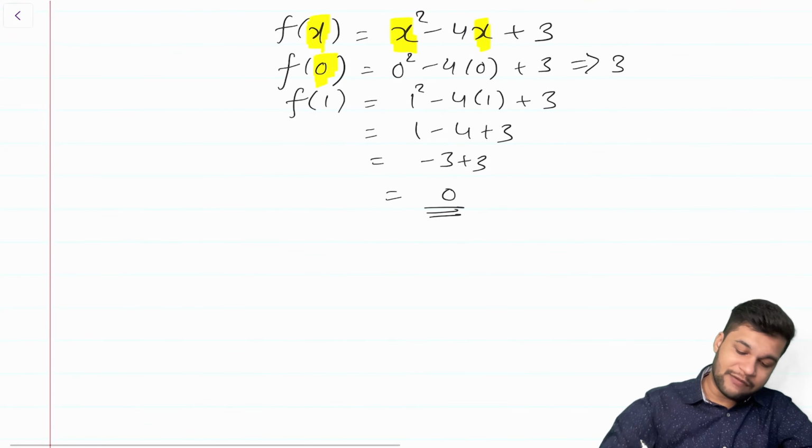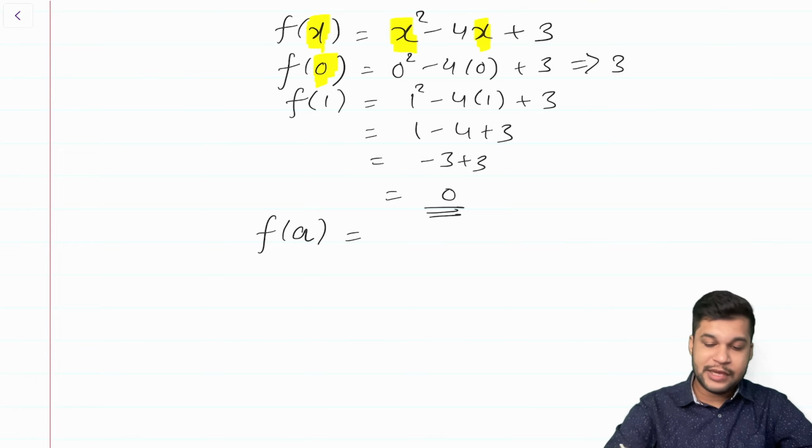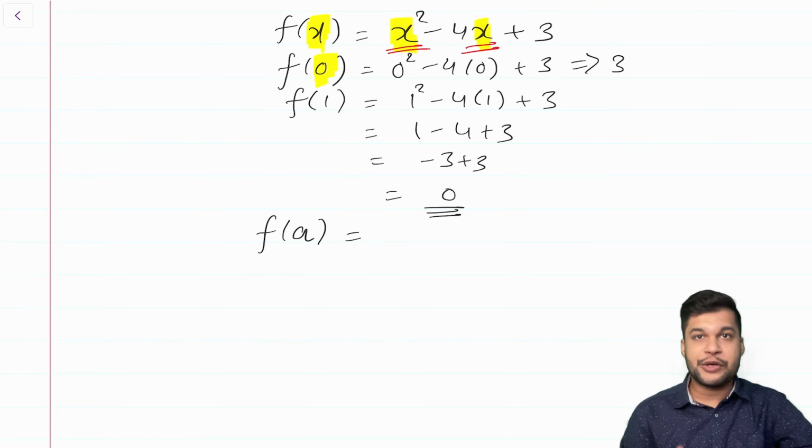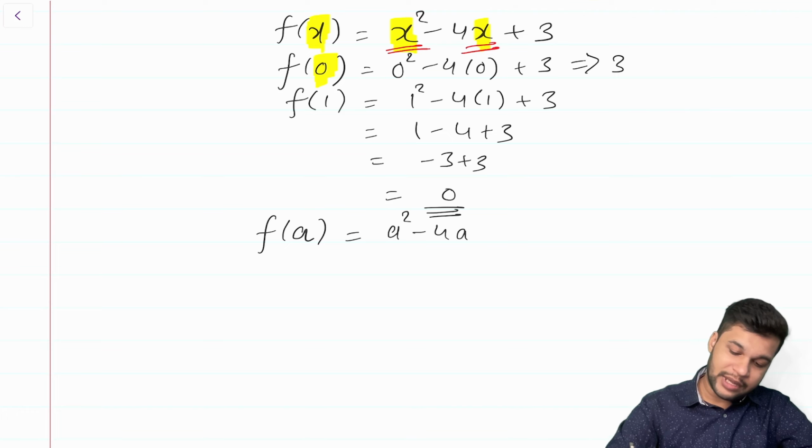Now I'm asking you, what is f of a? So instead of x, in place of x, you will substitute a. So what do you get? a square minus 4a plus 3.